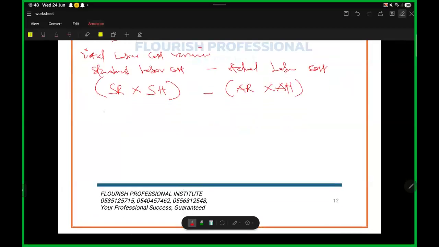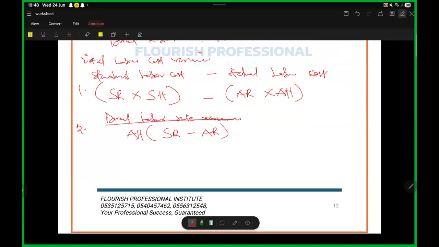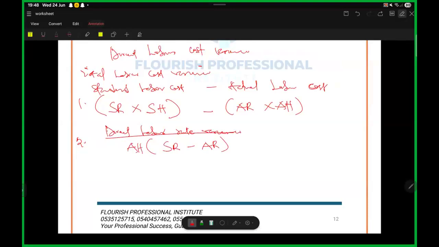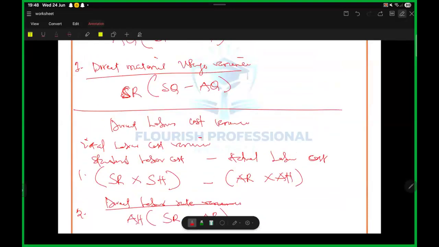But this total can be segregated into direct labor rate variance, that means the price variance. Rate variance means that it is in the rate. So standard rate minus your actual rate times your actual hours, just like the first one. The only thing changing is the P.